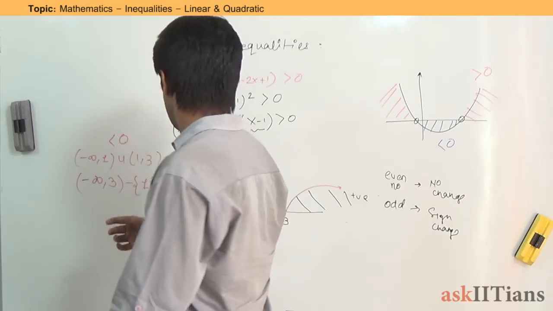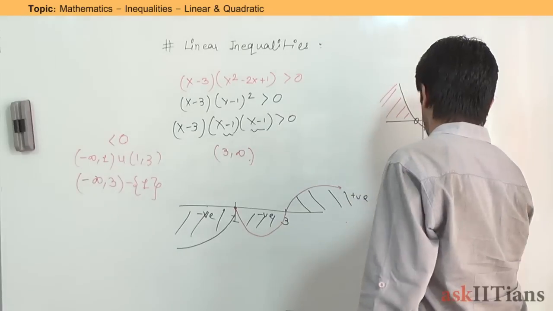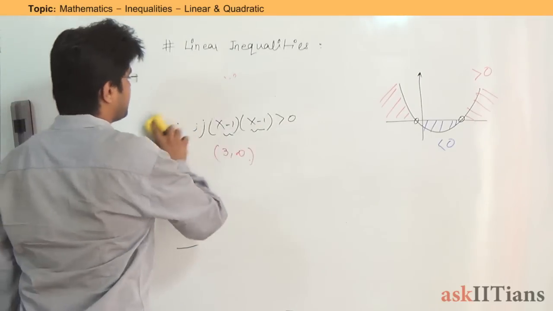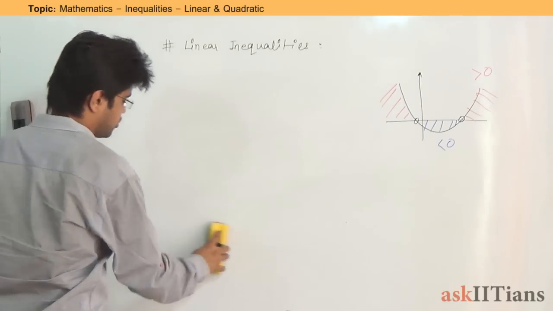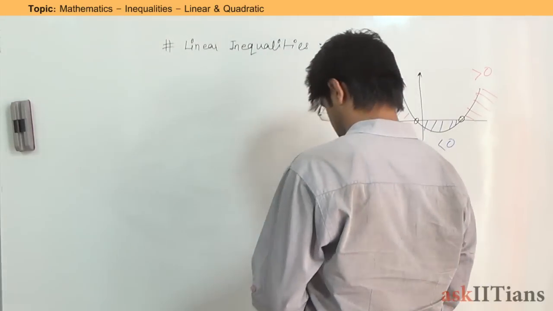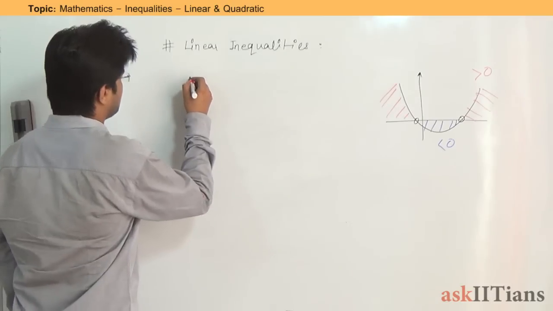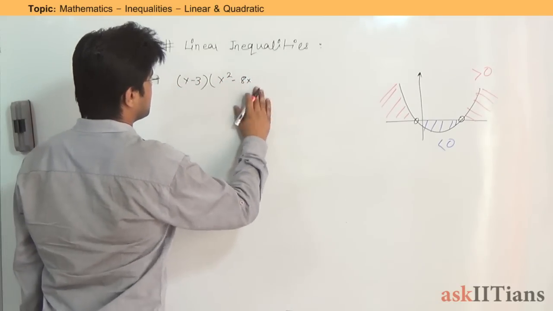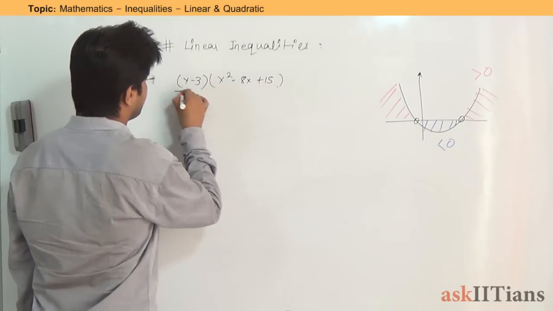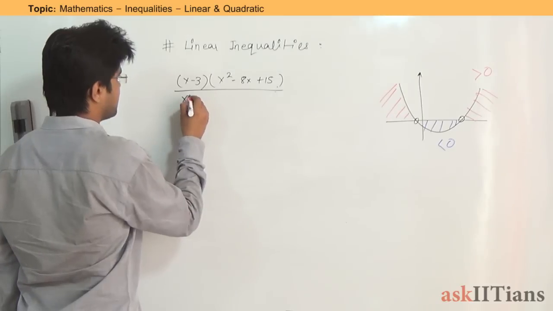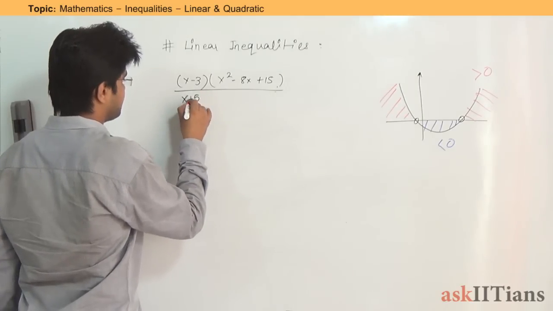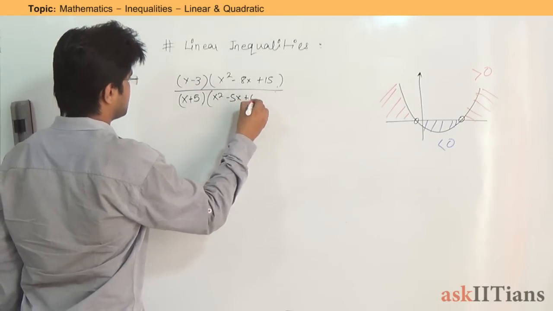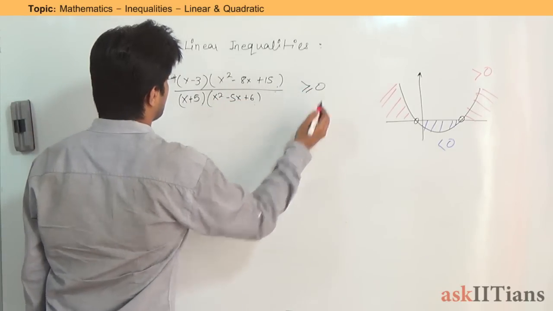Now let's take one last example. Suppose you have a polynomial in p by q form, where p is also a polynomial and q is also a polynomial. Now how to do this? Let's say (x minus 3)(x square minus 8x plus 15) divided by (x plus 5)(x square minus 5x plus 6). We want it to be, let's say, greater than or equal to 0.